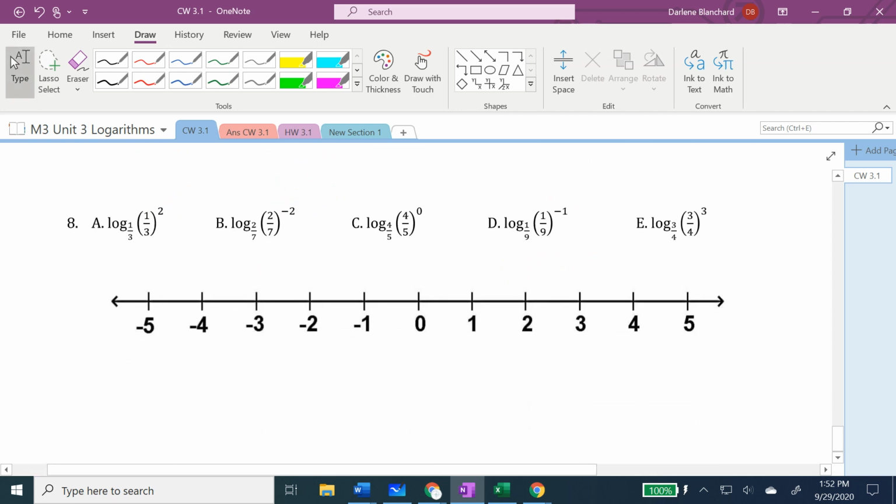Number 8. With number 8, this one's actually a slightly easier one, because you need to start seeing that if the base of the logarithm matches the base of the exponential, the exponent itself is the answer to the logarithm. This is 2.